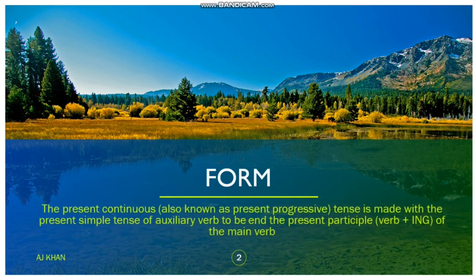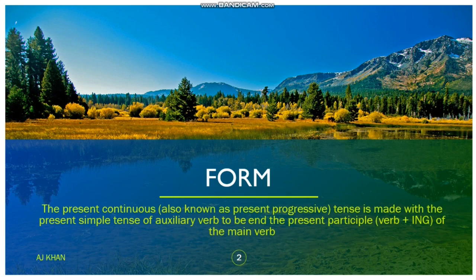The present continuous tense, also known as present progressive tense, is made with the present simple tense of the auxiliary verb to be and the present participle, verb plus ing, of the main verb. Dear student, as you know, present continuous tense is the combination of present simple tense and the be form of the auxiliary verb, in which is, am, and are are included.